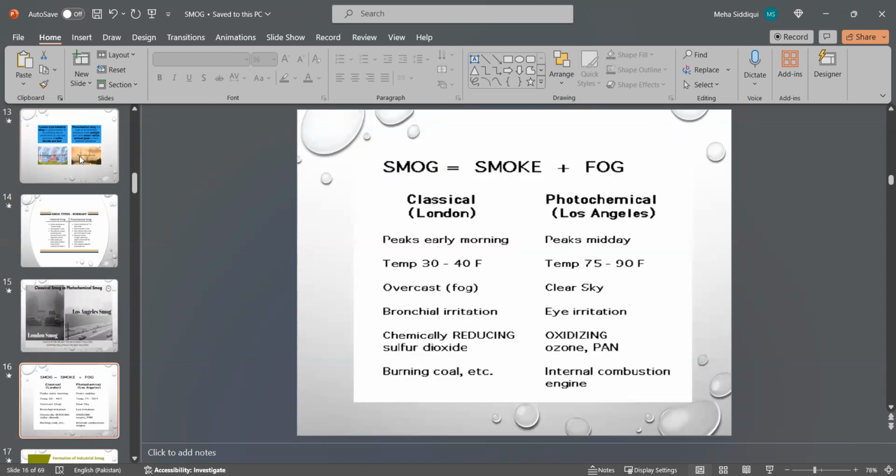Now, classical smog peaks in the early morning. Temperature is usually 30 to 40 Fahrenheit. It is overcast and foggy. It leads to bronchial irritation, chemically reducing sulfur dioxide, and it is caused by burning coal. While photochemical Los Angeles smog peaks at midday at a temperature of 70 to 90 Fahrenheit. The sky is usually clear. It causes eye irritation, and oxidizing ozone and PAN. The internal combustion engine is the leading cause of the formation of photochemical smog.